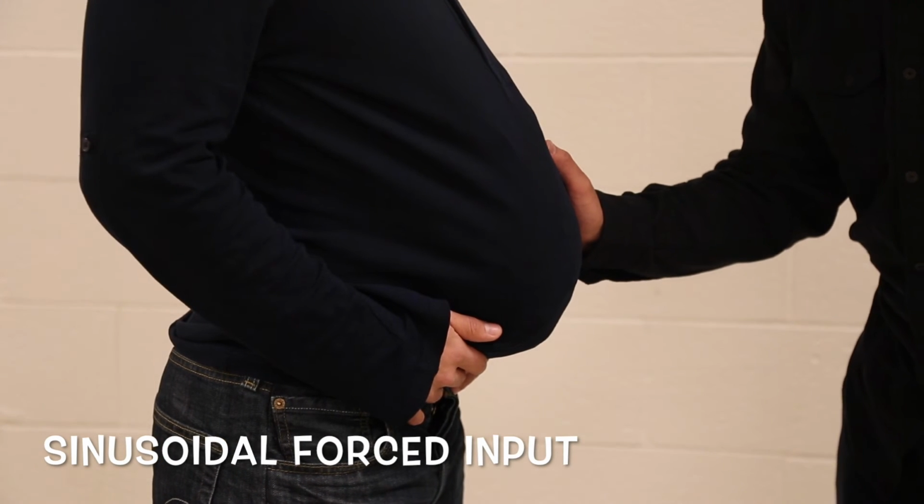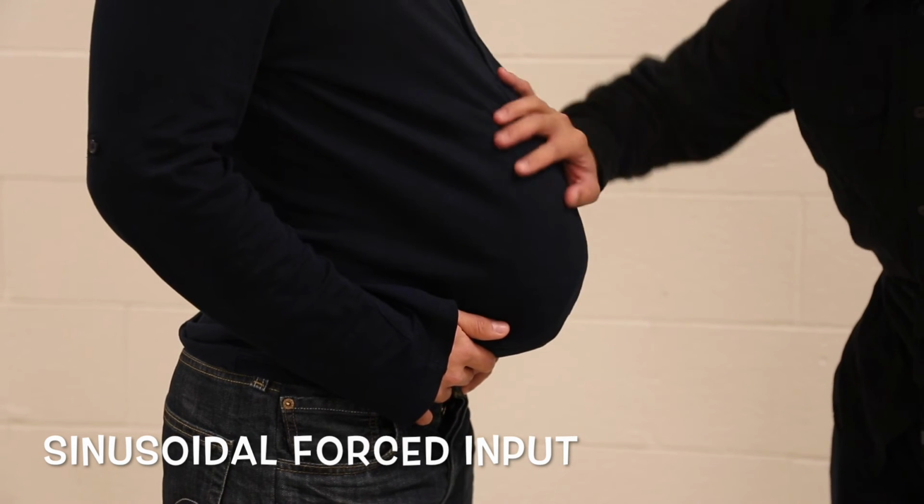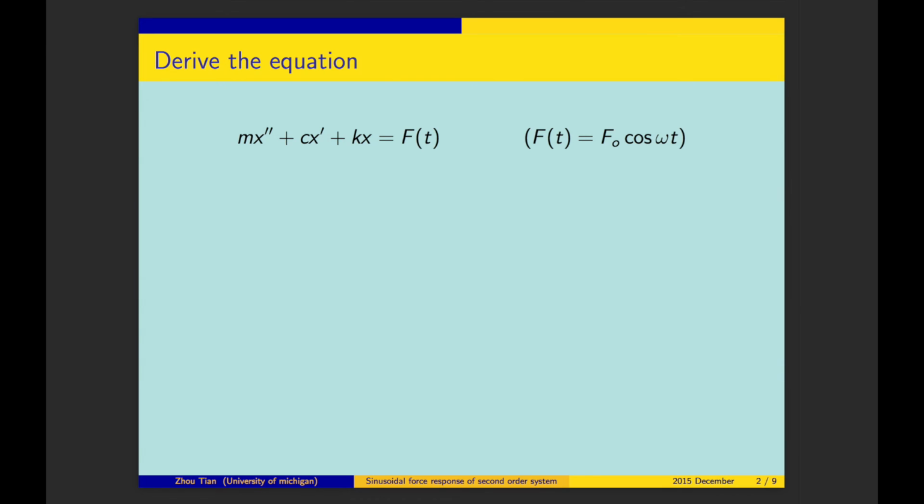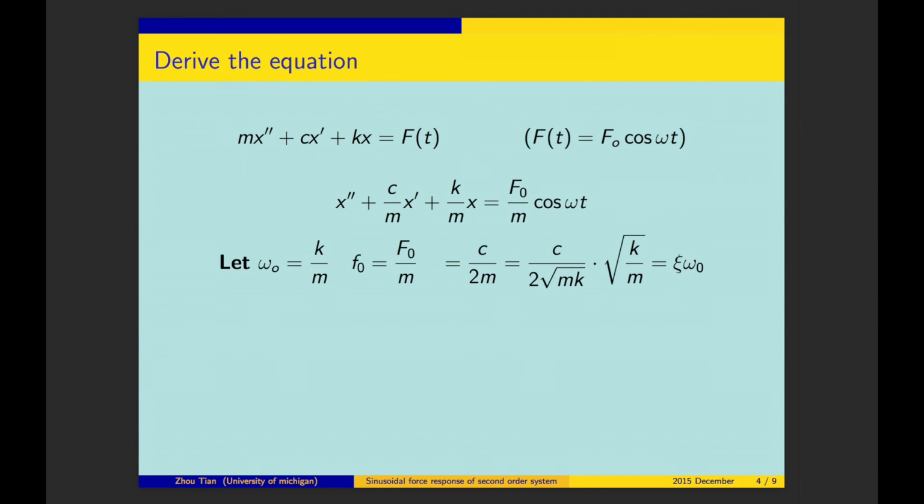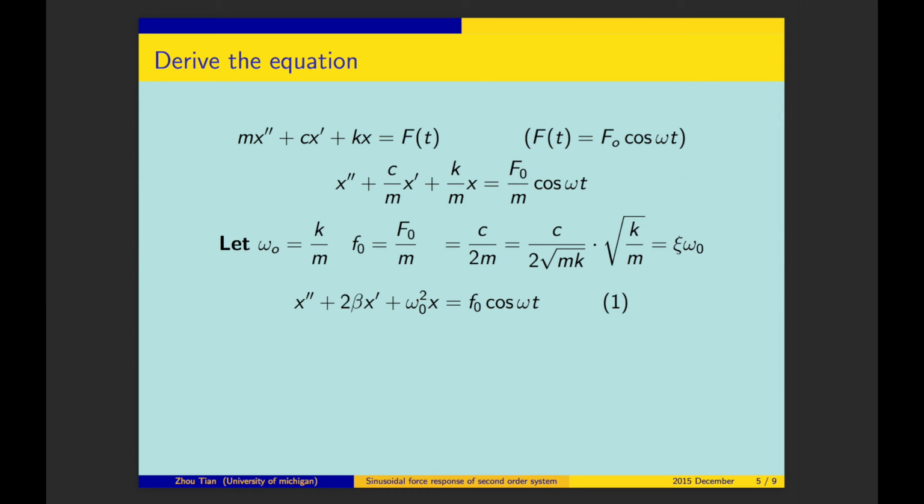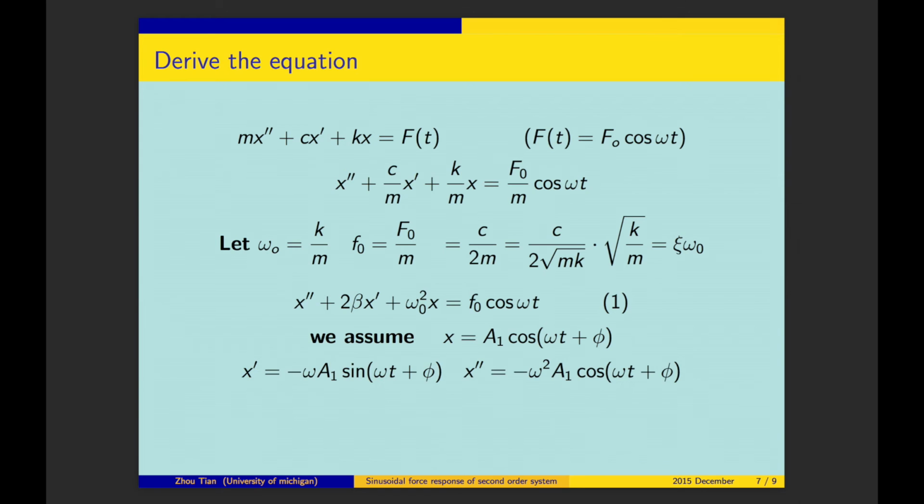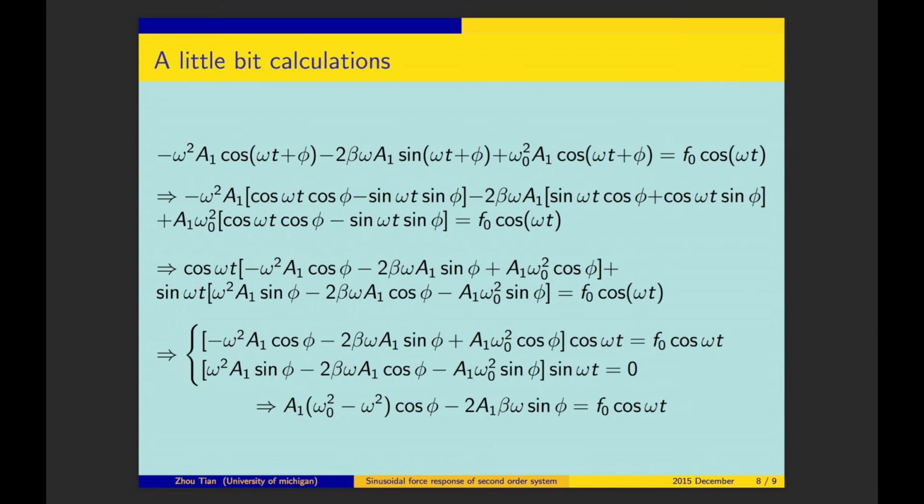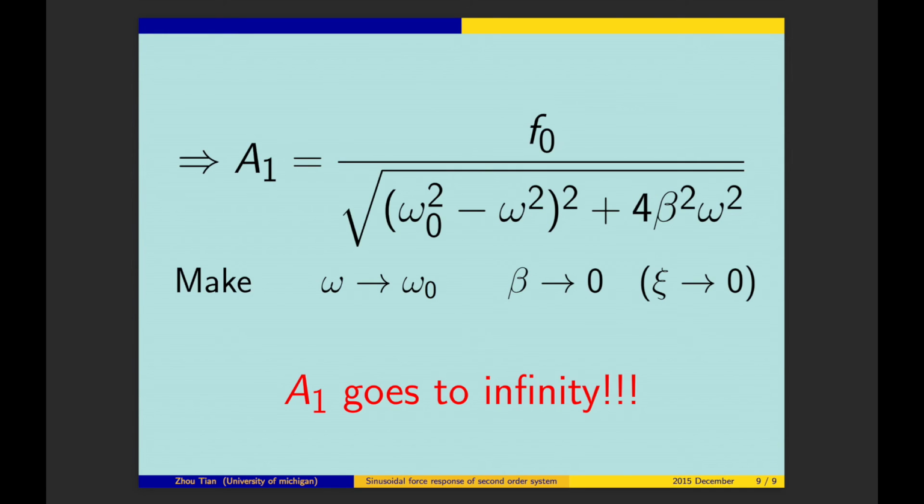If I give a sinusoid force input to the second order system, let's see what happens. Let's see the response of our second order system to the sinusoid force input f(t). We first do some basic change of variables so that we can get equation 1. Then we assume that x is in this form, and we derive the first and second order derivatives of x. Then we do a little bit of math, and we can get the final result A1. With bounded inputs, the response goes to infinity.